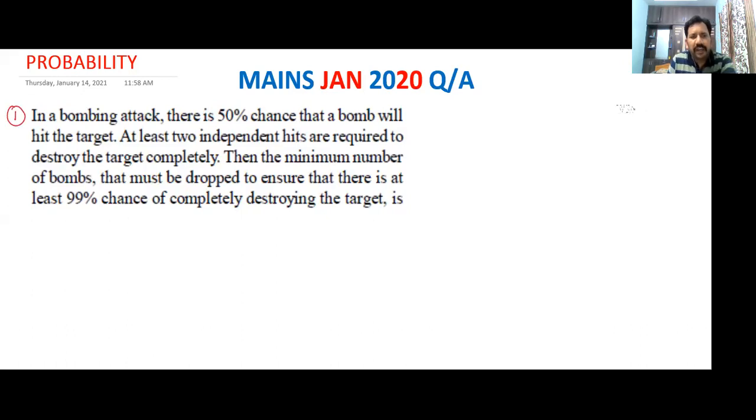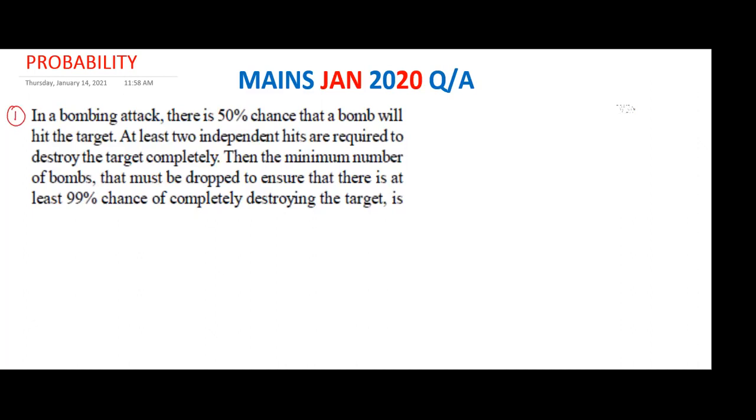In a bombing attack, there is a 50% chance that a bomb will hit the target. At least two independent hits are required to destroy the target completely. The minimum number of bombs that must be dropped to ensure that there is at least 99% chance of completely destroying the target is. This is the question.